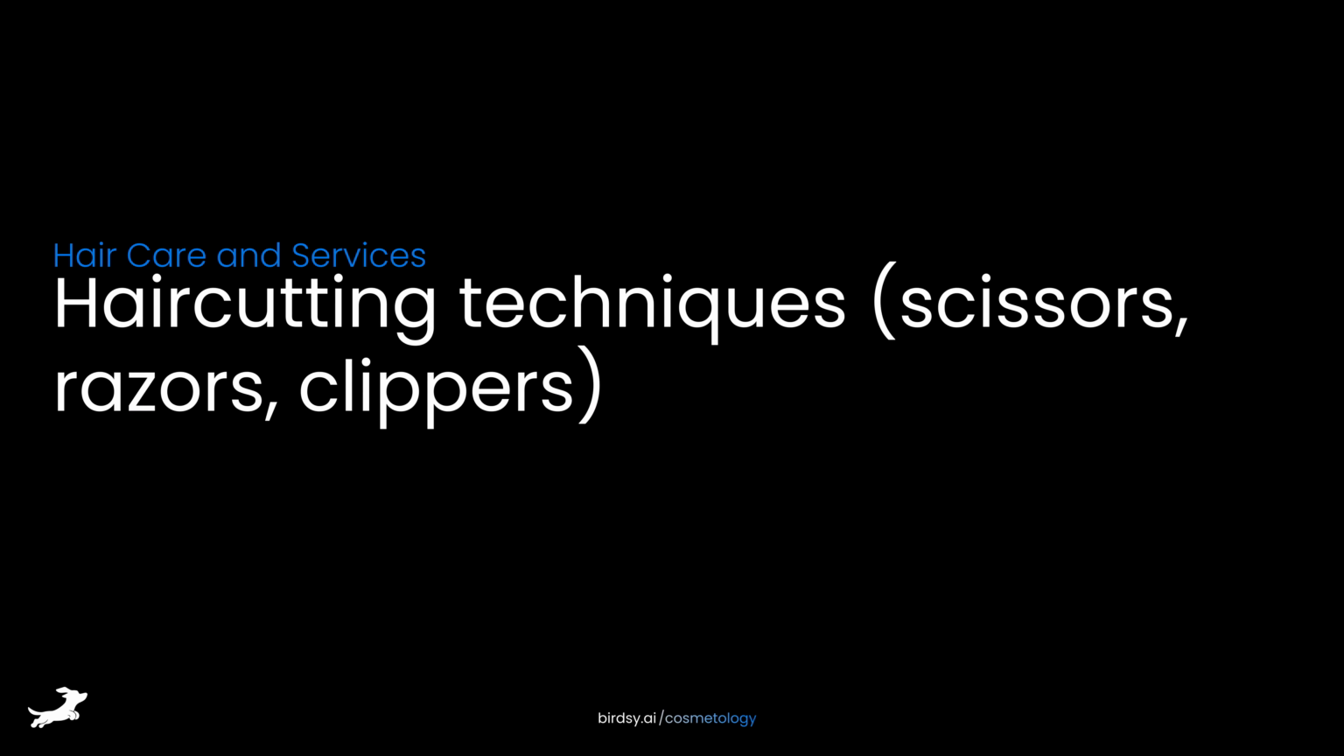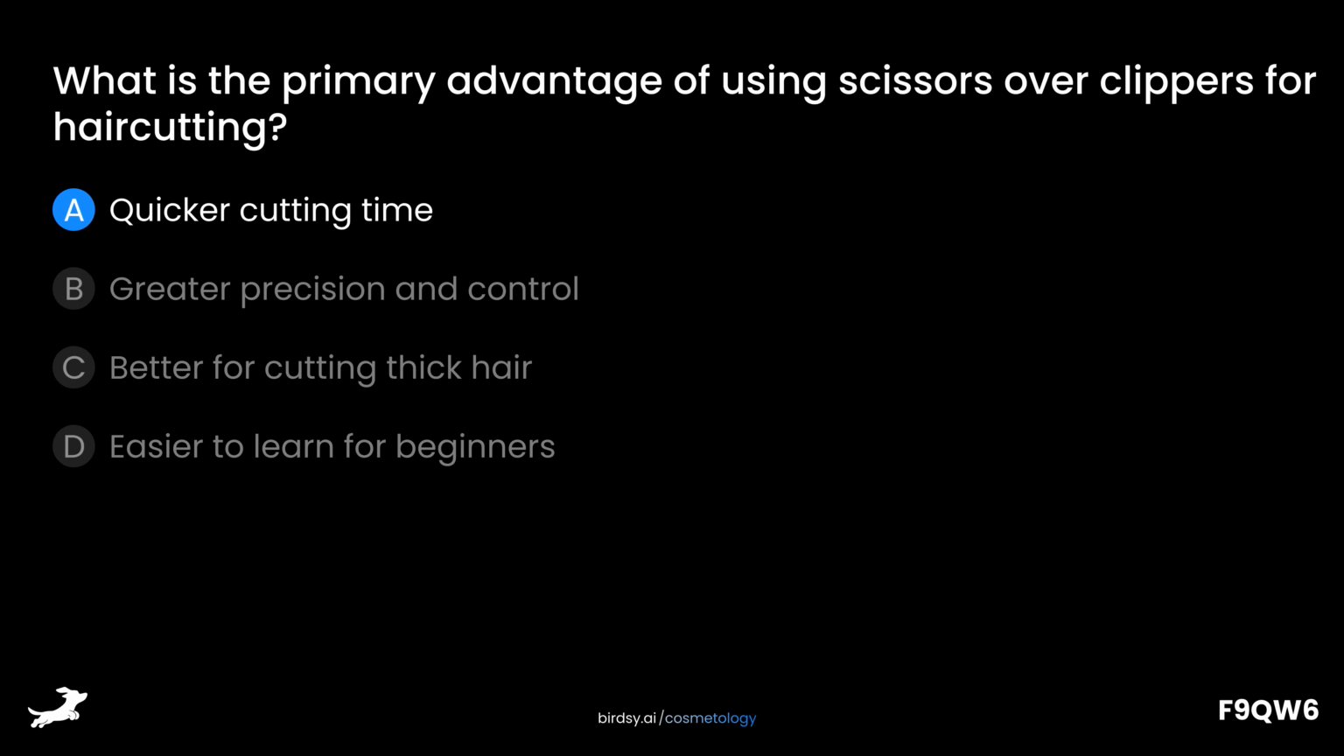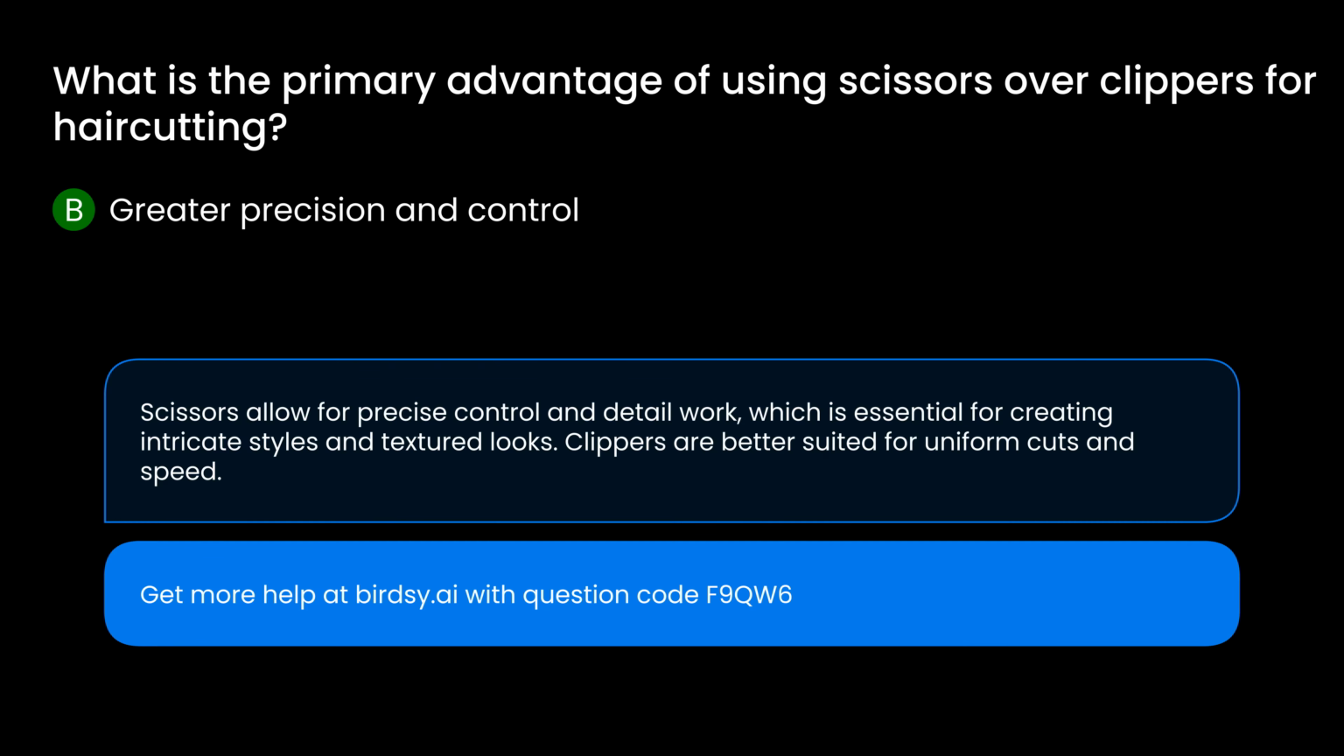Hair cutting techniques: scissors, razors, clippers. What is the primary advantage of using scissors over clippers for hair cutting? Is it A, quicker cutting time? B, greater precision and control? C, better for cutting thick hair? Or D, easier to learn for beginners? The answer is B, greater precision and control. Scissors allow for precise control and detail work, which is essential for creating intricate styles and textured looks. Clippers are better suited for uniform cuts and speed.